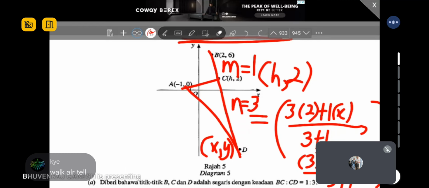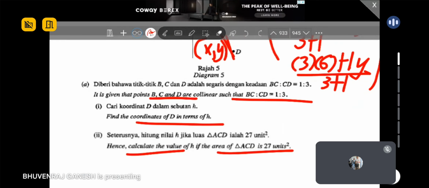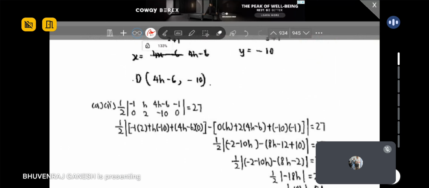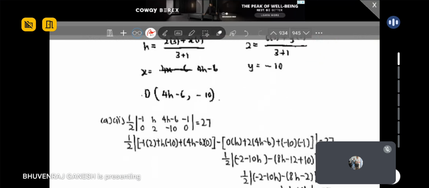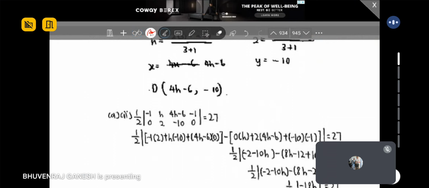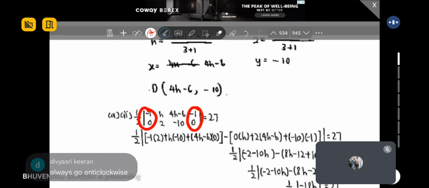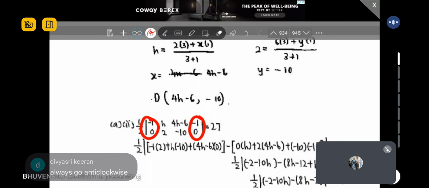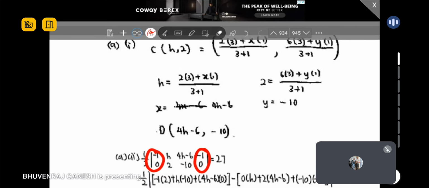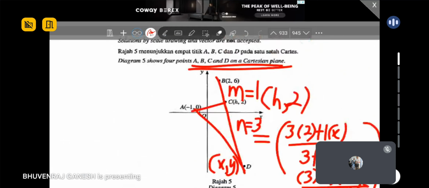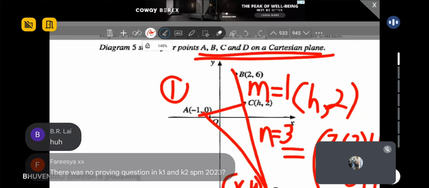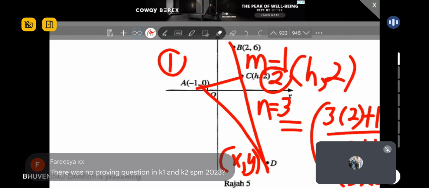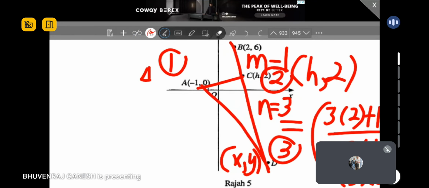For ACD, you already have your coordinates D, A and also C, and you want to find the value of h. So what is the formula, guys? Your modulus formula. You just substitute all the values. Remember, if you start with this coordinate, you must end with this coordinate. If you start with negative 10, you must end with negative 10. Actually it can be any way, it does not mean it must be anti-clockwise only. You can start this one, this one, this one, this is clockwise, then you end over here. This method also can.